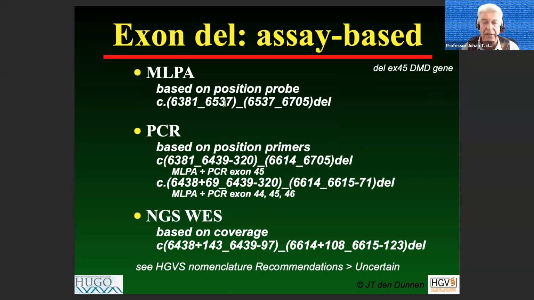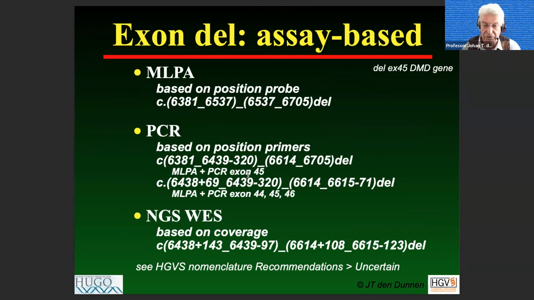and then you get a description like I mentioned on the top. When you do PCR, in addition to, for instance, confirm the exon 45 deletion by doing a PCR of exon 45, then you can use the position of the primers that you have used. So when you use PCR, you use a position based on the amplification primers used, and you get descriptions like shown there. When you use next generation sequencing, for instance, whole exome sequencing, you can base the description on the coverage you have.